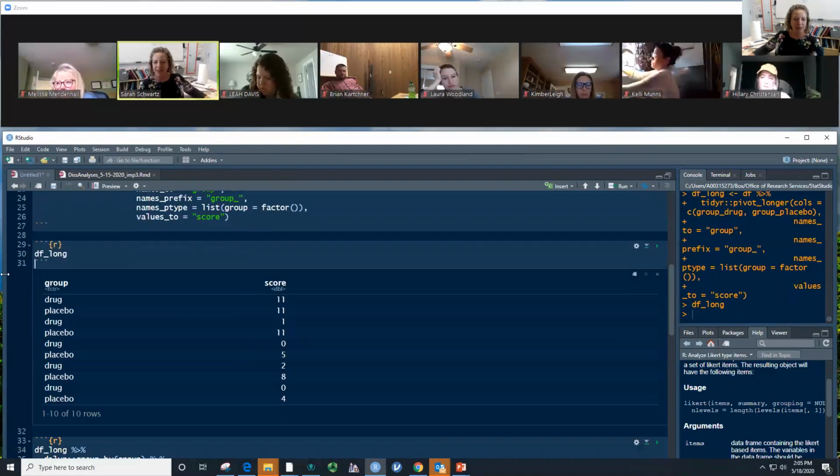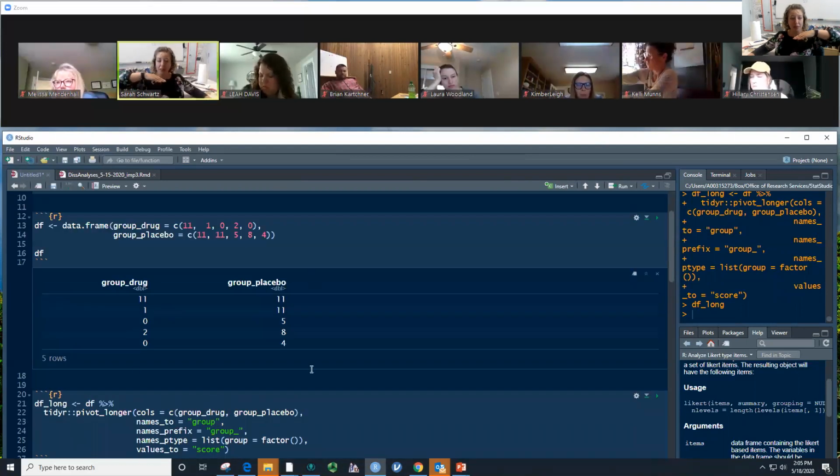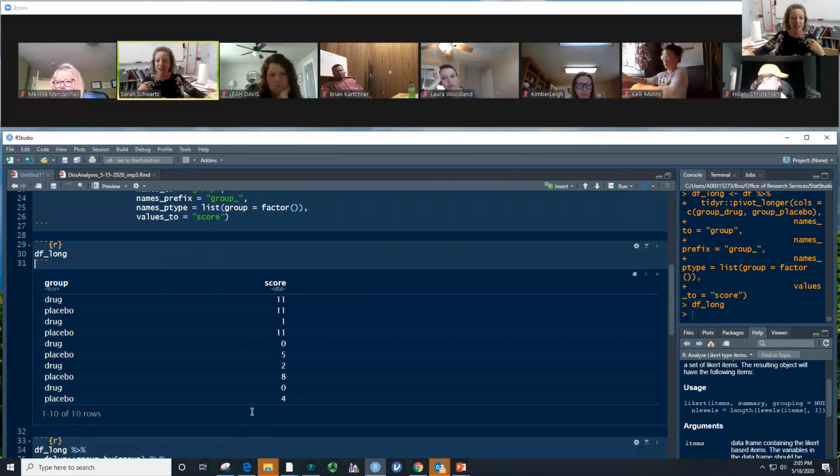And it stacks it up. So this is what we call, the way that the book has it, the side by side. But if we were running this study, we would probably have one line per person, and we would probably have some more information about each person. But our first person is on the drug, they scored 11. The second person is on the placebo, they also scored 11.